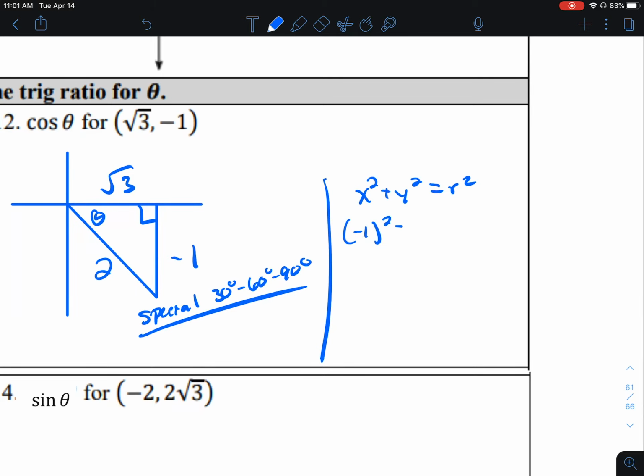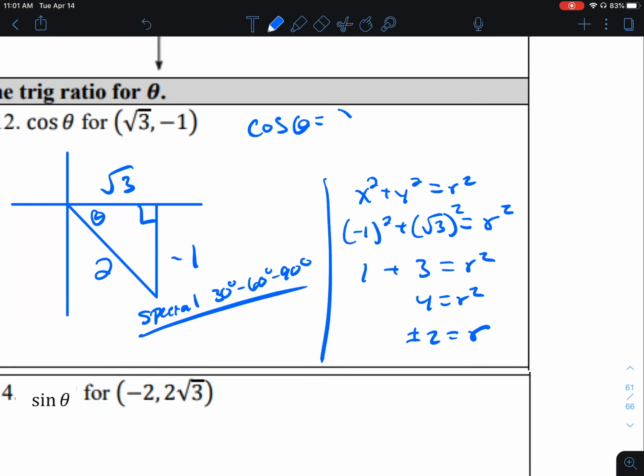X is negative 1. Y is square root of 3. Don't know what r is. You're going to get r is plus or minus 2, but the radius is always positive. Cosine of theta is x over r, adjacent leg over hypotenuse. So that's negative square root of 3 over 2.